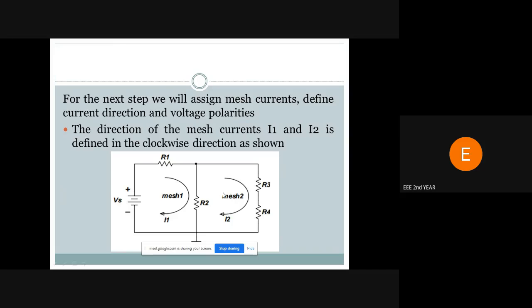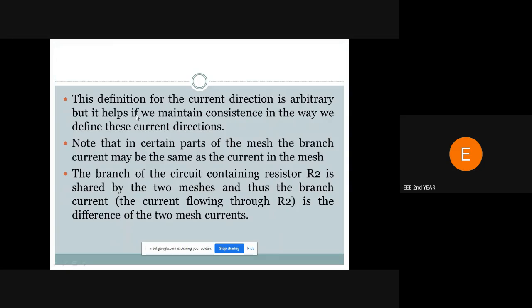So this defines the current direction. It is arbitrary, but it helps if we maintain consistency in the way we define these current directions. So for consistency, we have to define the current direction only in the clockwise direction, depending upon the arbitrary choice.